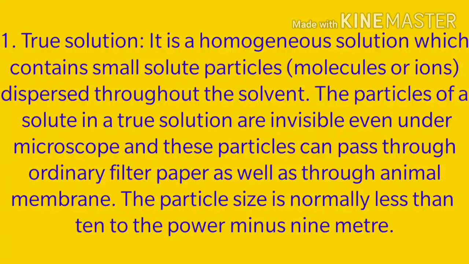So there are three types. On the basis of the size of the solute particles, the colloids are classified into three categories. The first is called the true solution. It is a homogeneous solution which contains small solute particles, that is molecules or ions, dispersed through the solvent. The particles of a solute in a true solution are invisible even under a microscope, and these particles can pass through ordinary filter paper as well as through animal membrane.